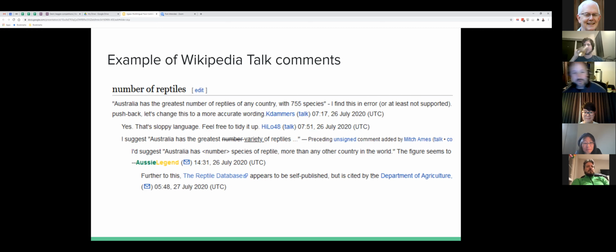This is an example of the Wikipedia talk comments, and I didn't even know Wikipedia had this. Every single page on Wikipedia has a section where people who edit the pages can discuss their ideas, and this is kind of close to home for me, being Australian. This is a small section of the Australian talk page discussing the number of reptiles in Australia. Who knows, this would have been a contentious issue, but here it is.